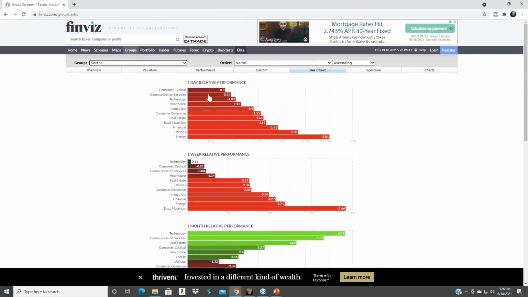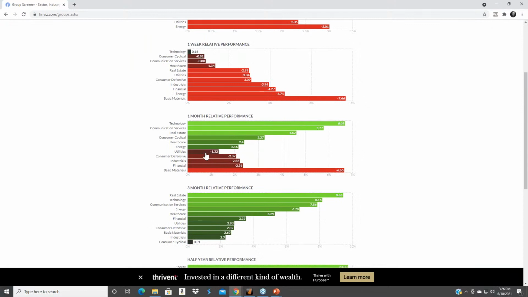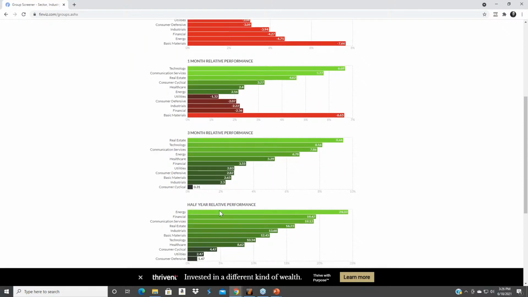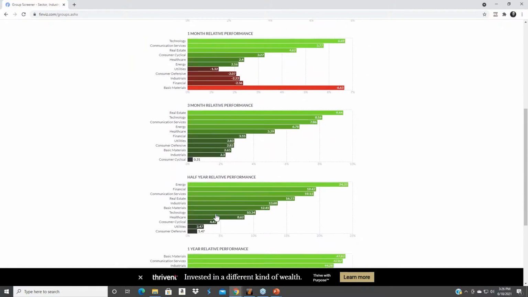So obviously, when we have a down day in the market, you're going to see a lot of red. But I like to generally monitor the 1 month, 3 month, and 6 month performance. And you'll notice that in the 1 month, technology is the top performing sector. It's outpacing the S&P by over 6%. And then over the last 3 months, outpacing by over 8%. It does drop down when we go back further in time, 6 months, but still doing very well.